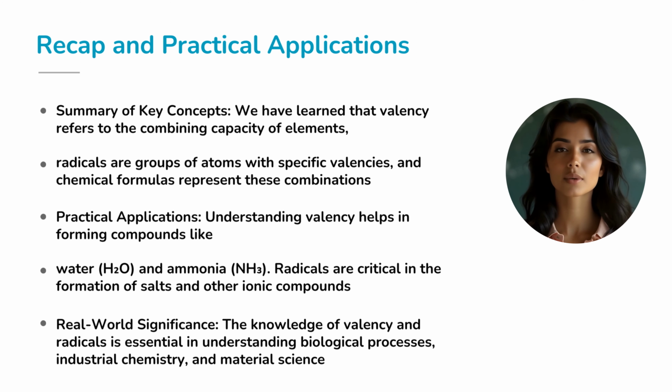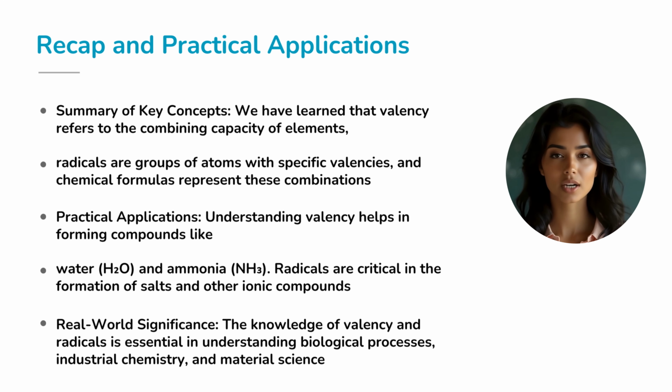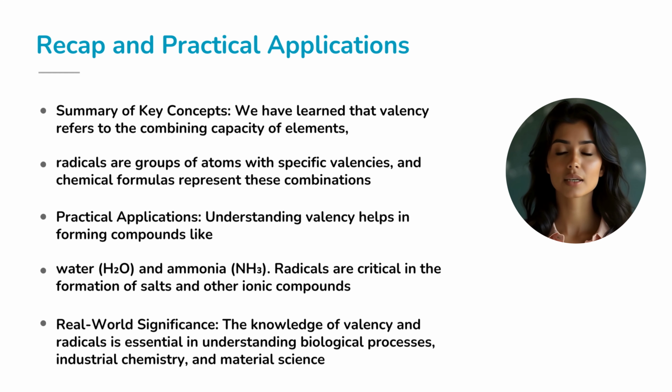So, to sum up, we've learned that valency helps us understand how atoms combine, whether they're losing or gaining electrons. We also explored variable valency, where some metals can exhibit different valencies in different compounds. And let's not forget radicals, groups of atoms that stick together, showing a consistent valency and playing a crucial role in forming new substances. These concepts are more than just theory.